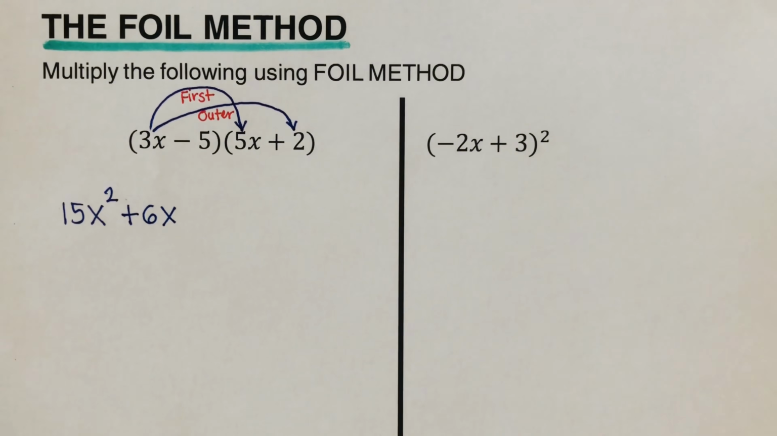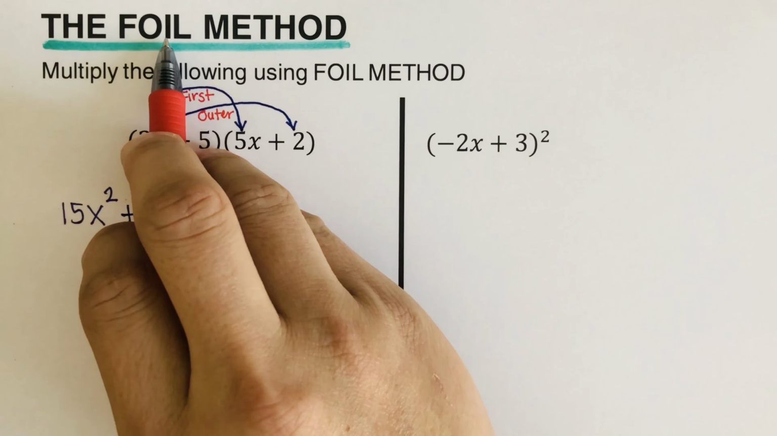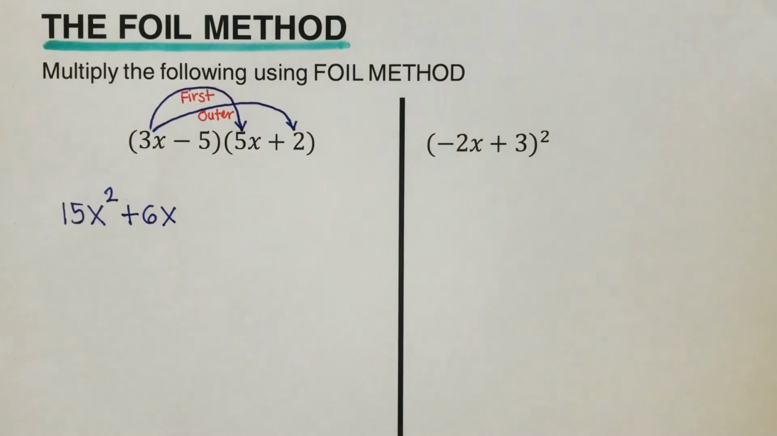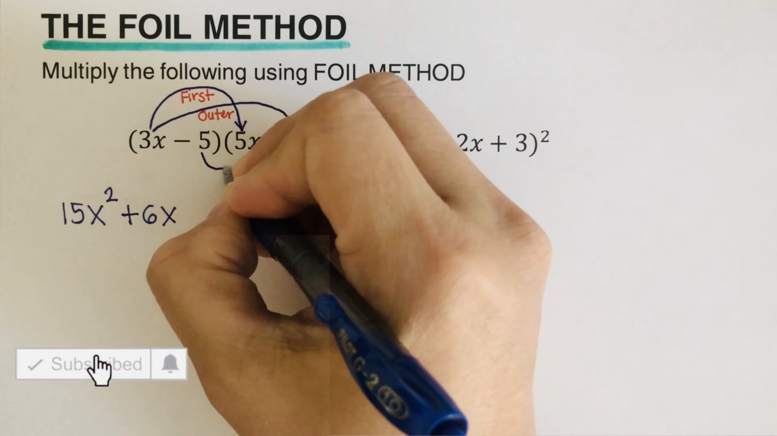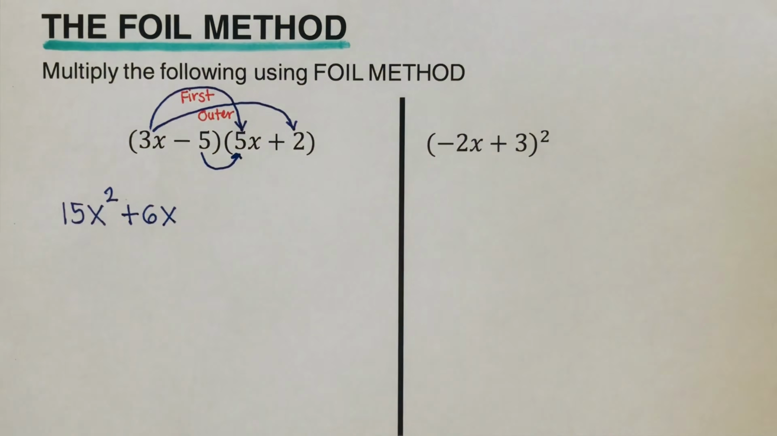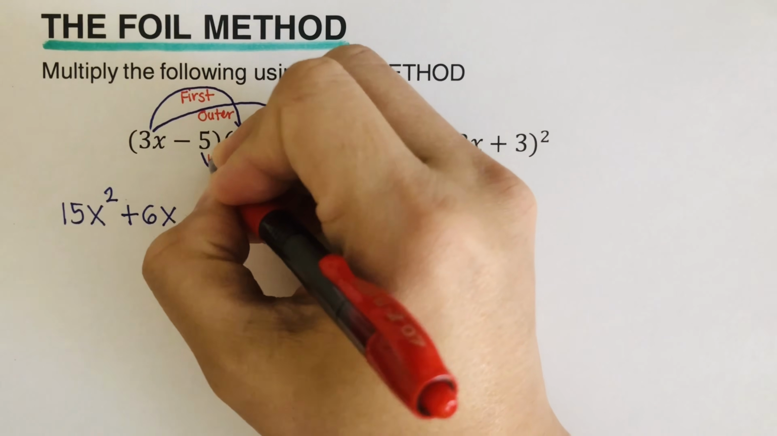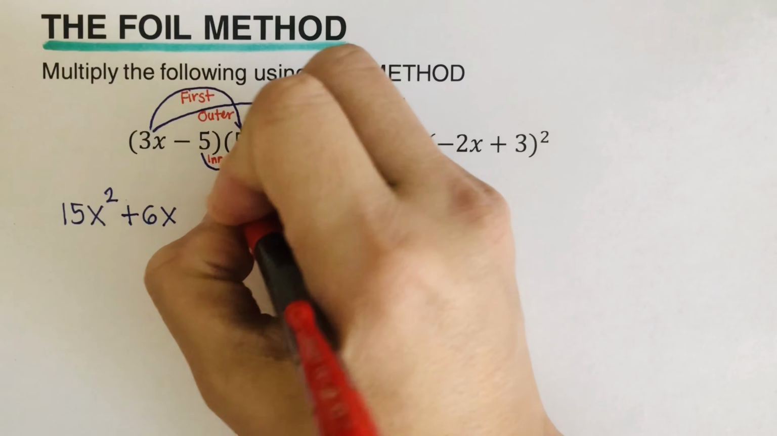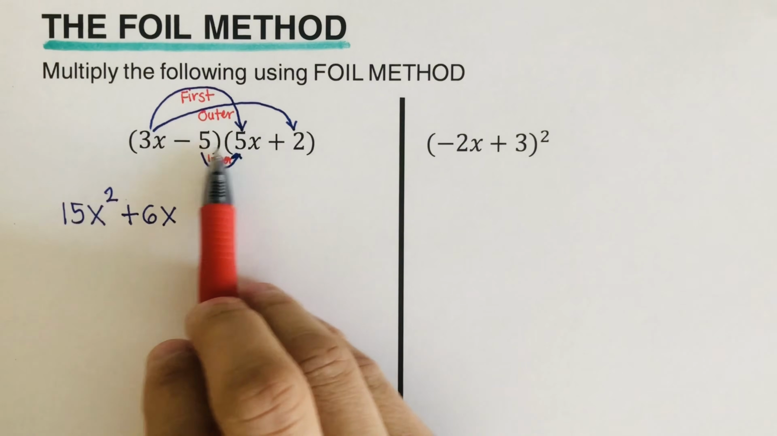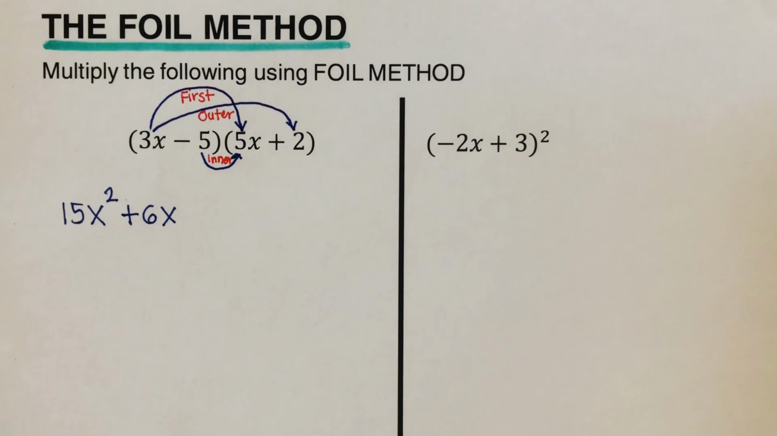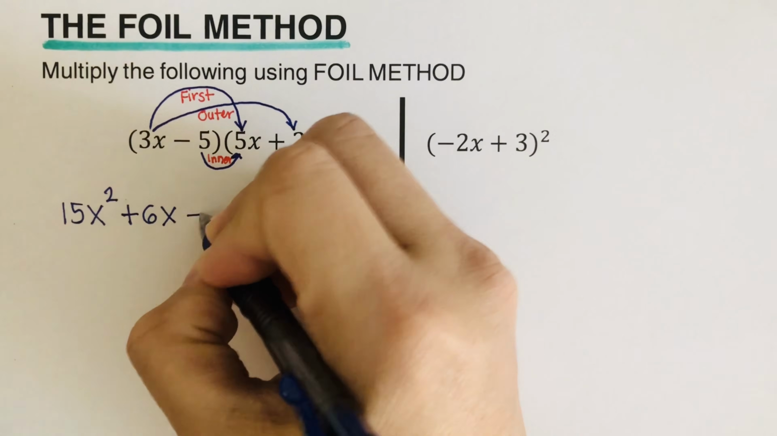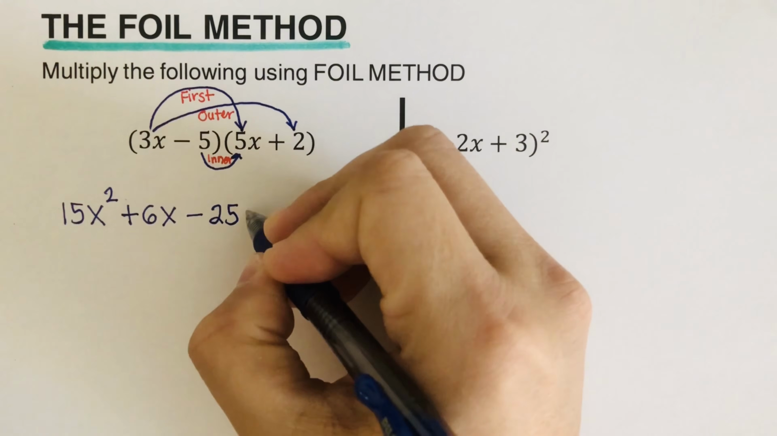And then the inner, which is the letter I, are these two right here. So we're going to multiply these two. We will label this as the inner. So that's inner, because they're like inside. So negative 5 times 5x would be negative 25x.